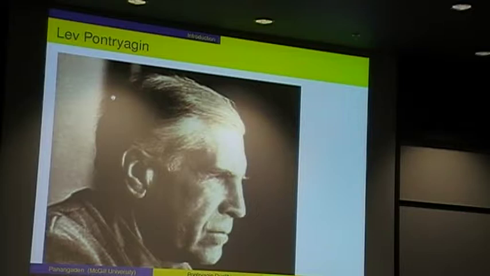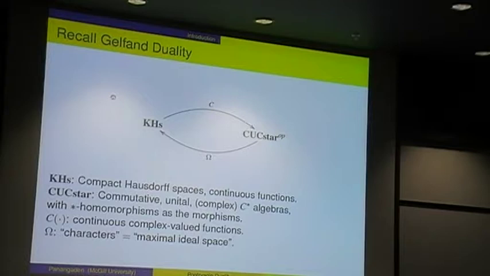So let's recall Gelfand duality. It's about compact Hausdorff spaces and commutative, unital, C-star algebras. If you look at the complex valued functions from compact Hausdorff spaces, you get the commutative, unital, C-star algebra. If you look at the maximal ideals here, you get a compact Hausdorff space, if you topologize it in a suitable way. So this is what we did last time. We have functors back and forth.